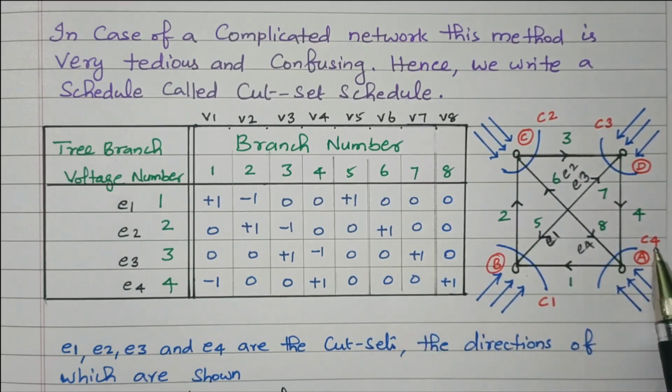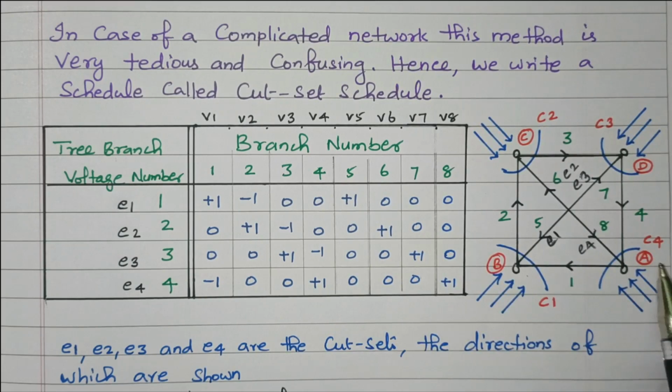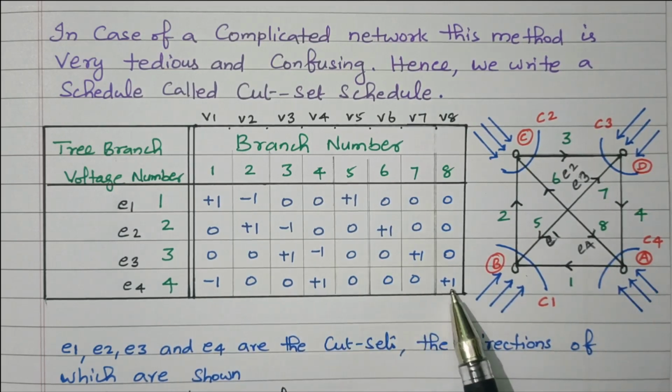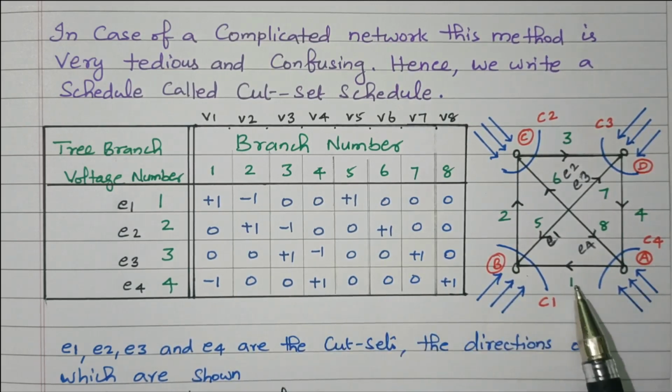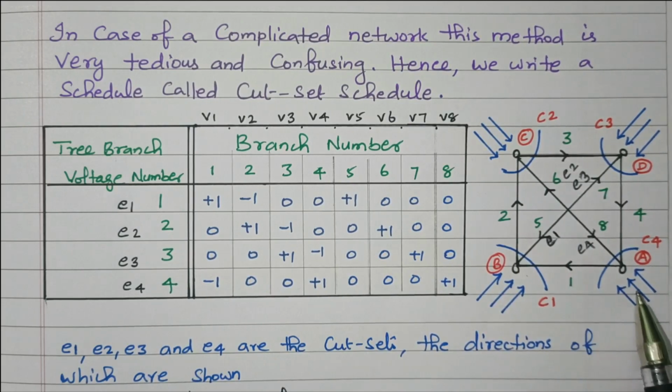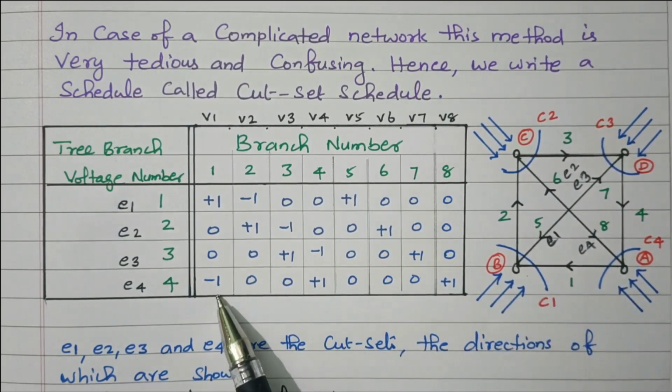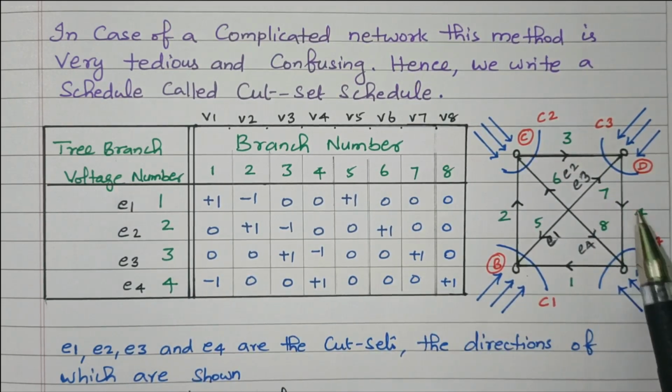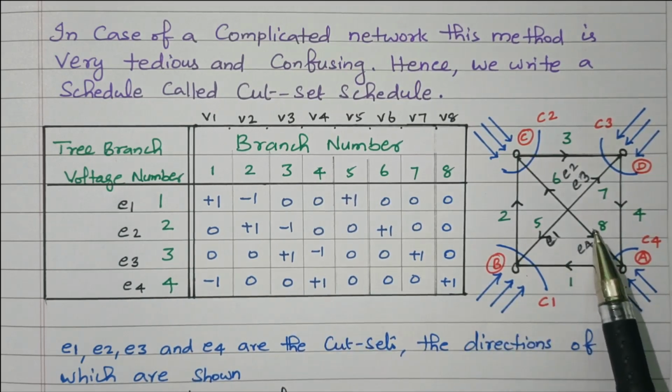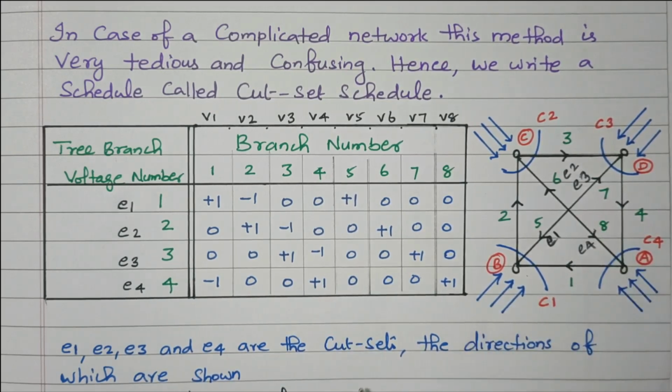Then we'll go to C4, the voltage E4. Here what are the branches connected? Branches 1, 4, 8, right? 1, 4, 8 are connected, others are 0. First we will see branch 1. See, both are in the same direction, going this side, so minus 1. Branch 4, both are in the opposite direction, plus 1. Branch 8 is also opposite direction, plus 1. So accordingly this tie set schedule is calculated.